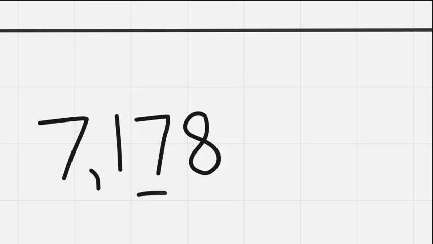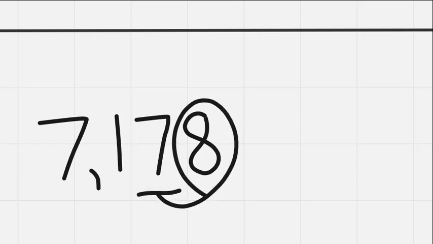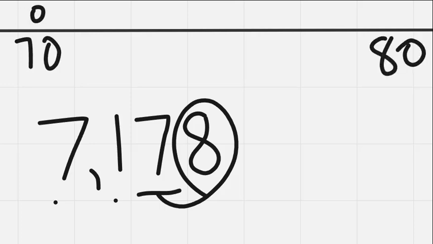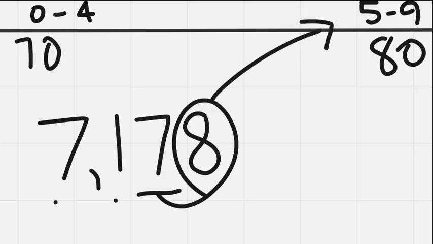We'll underline the 7 in the tens place value. We'll circle the 8, which will tell 78 how to round. We'll ignore the 7 and the 1. 78 is between 70 and 80. 0 to 4 rounds down. 5 to 9 rounds up. The 8 tells 78 to round up to 80.